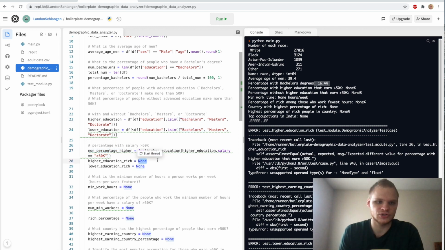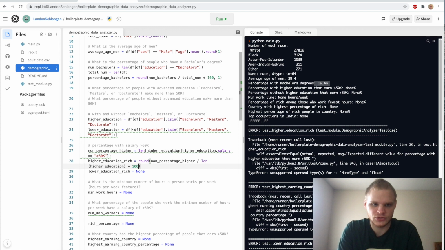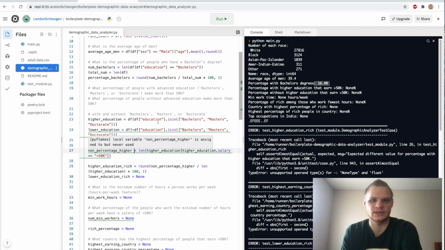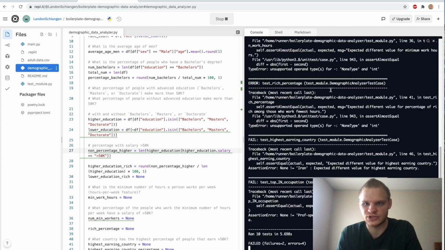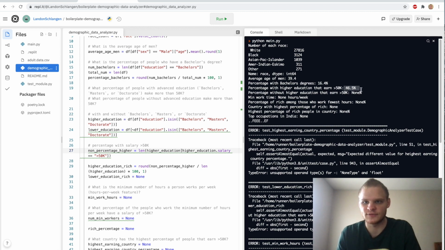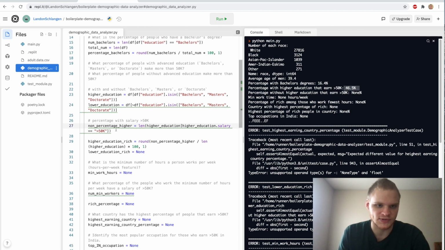So to find this percentage, we have to round this non-percentage variable, non-percentage of higher, divided by the length of higher education. So that's the total number. And we have to do times 100, and we have to round it to 1 decimal place. So that should give us our higher education rich. And I think I spelled this wrong or something. Okay, I don't know why that's squiggly, but let's just try it out, see what happens. All right, so percentage with higher education that earn over 50K is 46.5%. So it looks like it worked. Don't know why there's this green squiggly line under here, but whatever, I guess.